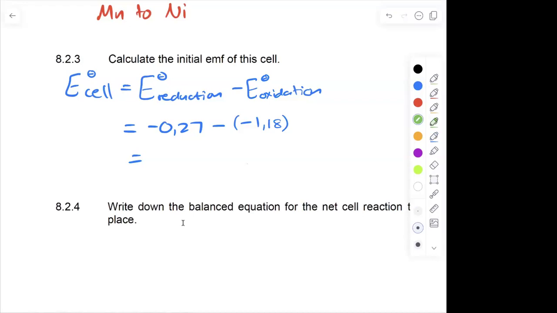Kensani gave us the right answer there as well as Rosie and Kitumetsi and Poloso, which is going to be 0.91 volts. Guys, please don't forget your units. Units are very important. If you don't put the units down, you end up losing marks. Okay.